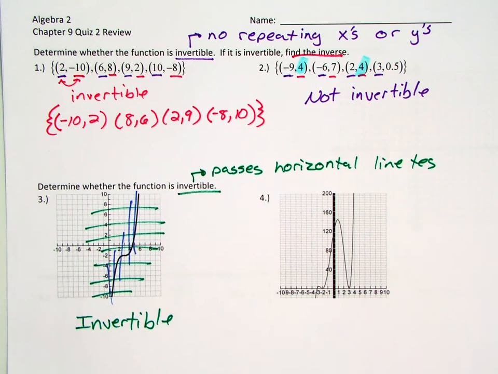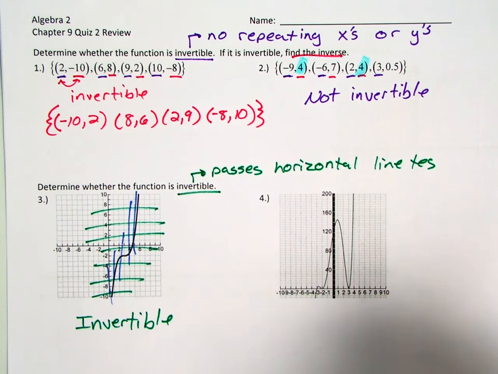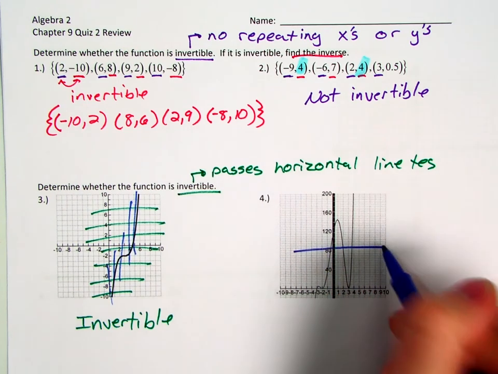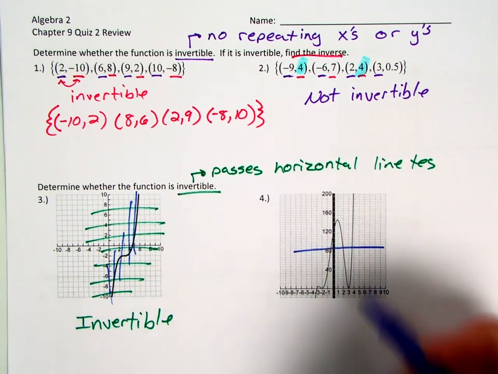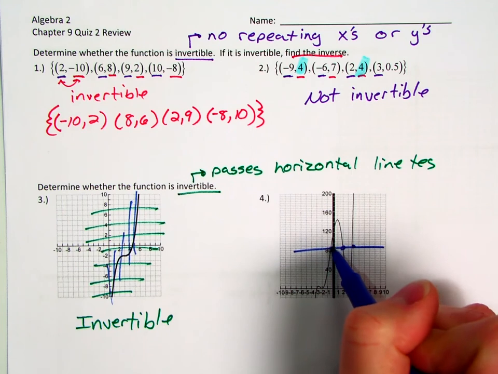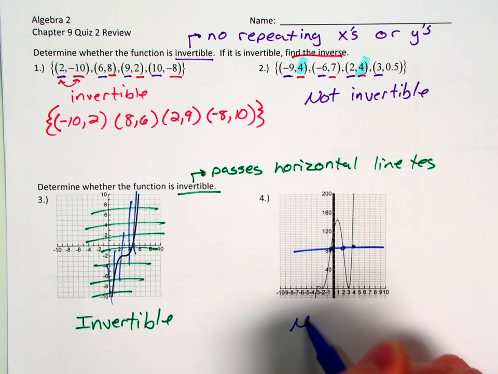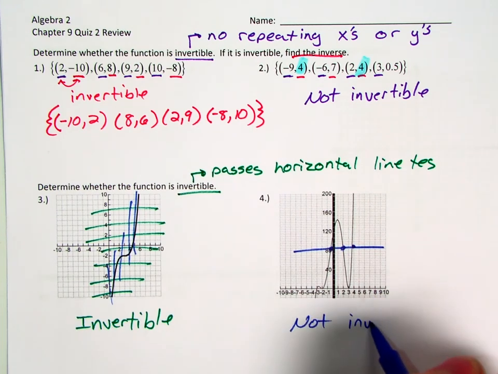But as soon as I look over at problem number 4, I notice that if I were to draw a horizontal line through almost any place on this graph, it would touch the graph more than once, which tells me right away that this one is not invertible.